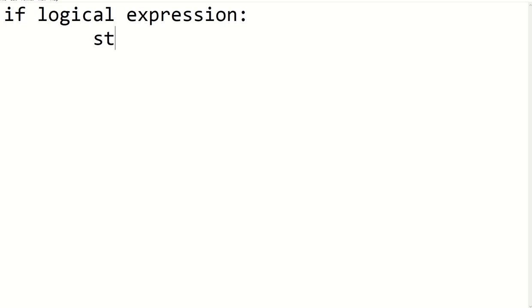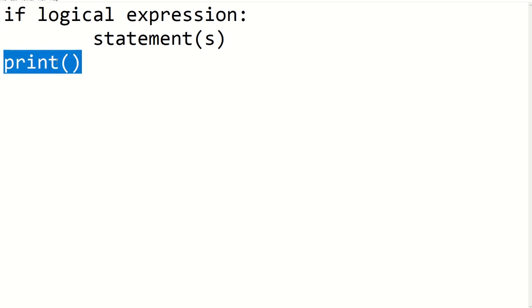Here you're going to write a statement or statements. You can write one instruction or one statement or more than one statement. This tab will tell Python that this statement or these statements are related to the if statement. If you remove the tab and start by writing print like this, the print will not be related to the if statement. It's going to be executed anyway.